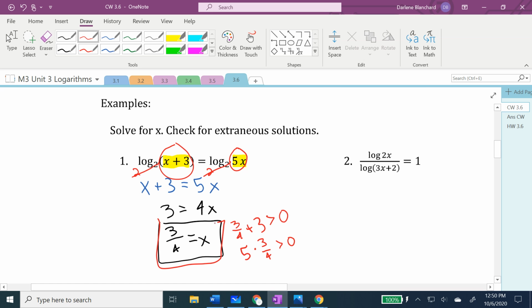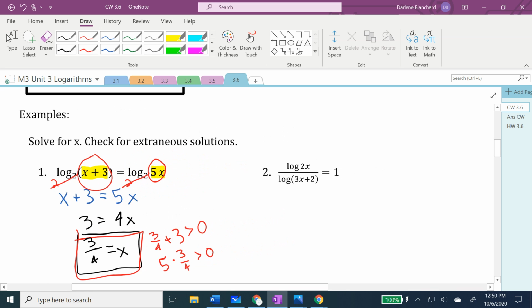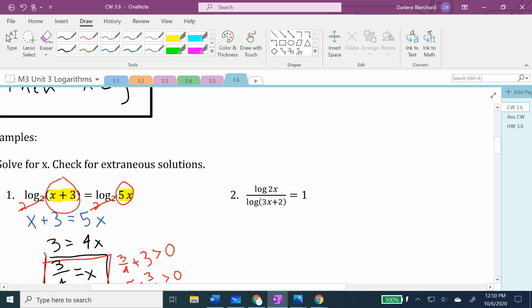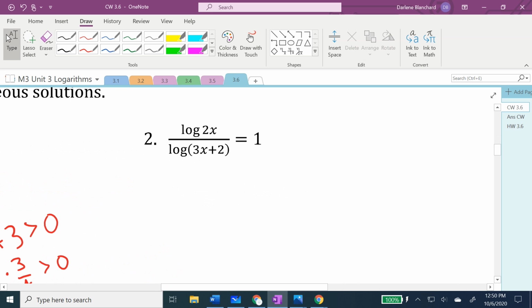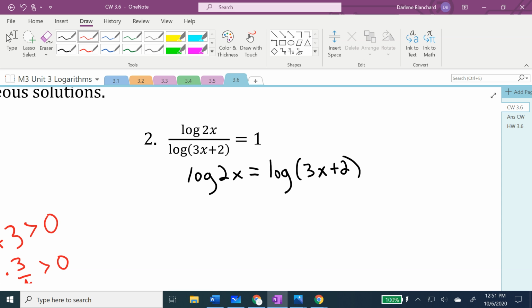Done deal. Number two. Number two is not in the form of log equals log, but you can get into that form pretty quickly if you realize you can multiply the denominator over to the right, and then you have log of 2x equaling log of 3x plus 2. Hopefully you remember, if the base is not written, it's understood to be base 10. And you can go straight to the insides have to be equal. Technically, I am 10 to the power in both sides, undoing the operation of logging. And I get 2x equals 3x plus 2.